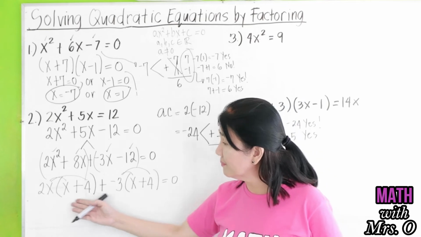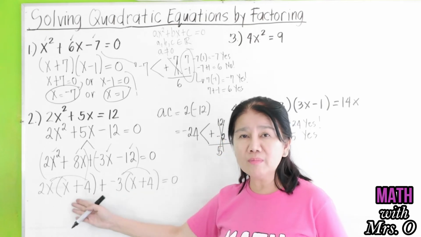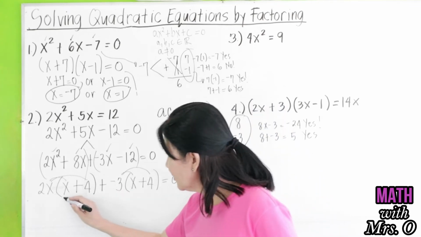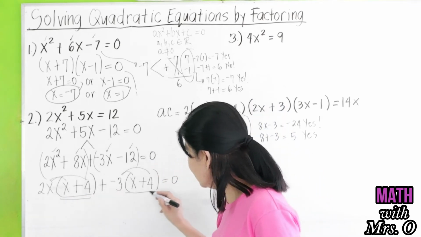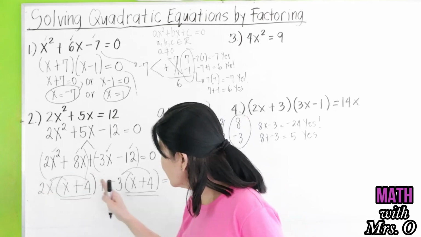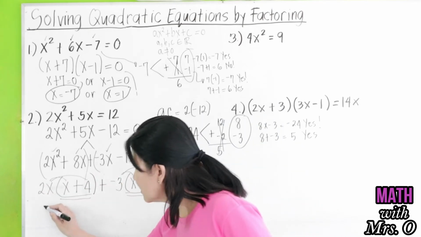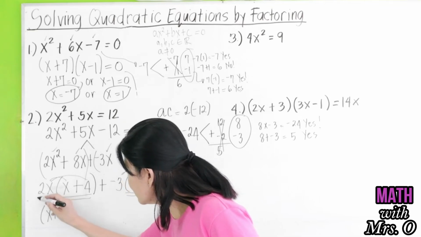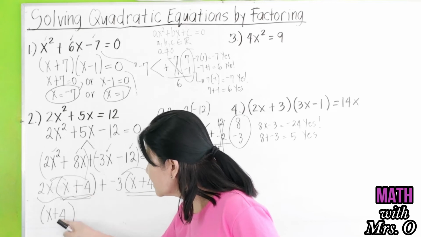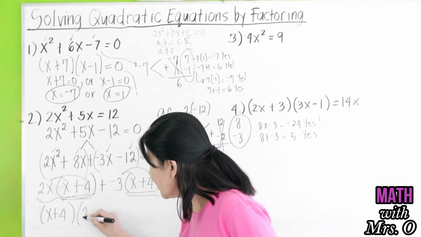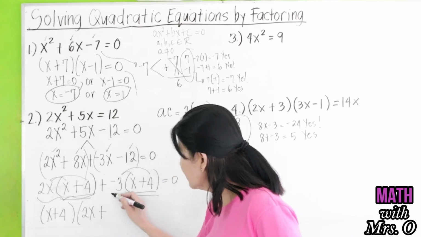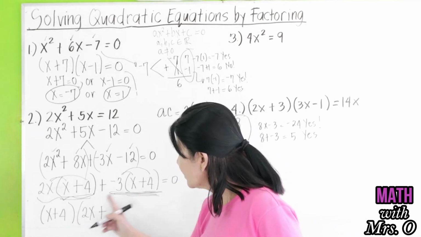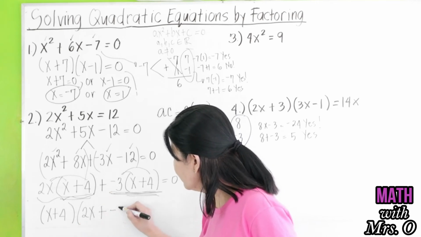Now, what do you see here? Do you see a common factor again? Yes, which is x plus 4. It is common to this and to this. So factor out x plus 4 again. This whole thing divided by x plus 4 gives you a 2x, plus this whole thing divided by x plus 4 gives you a negative 3.